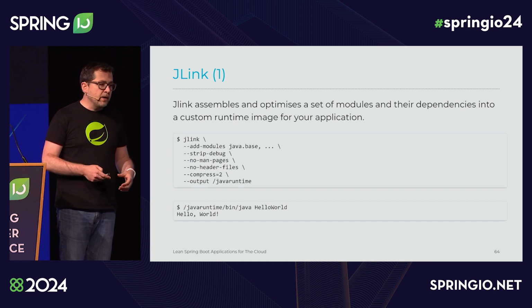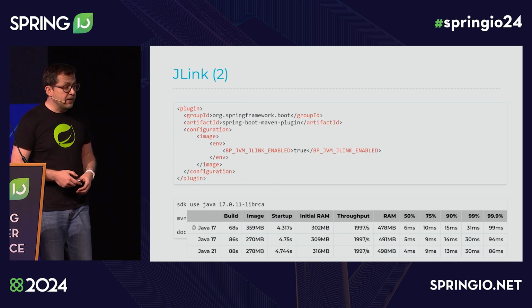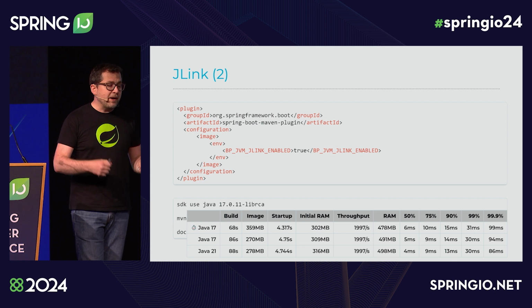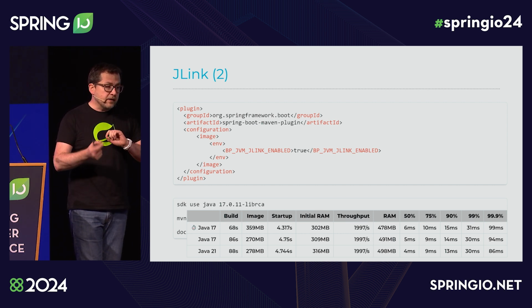You can do it on the command line, obviously, but you can also do it with the build packs, right? And with the build packs, you can go and remove things you don't need. And I included here numbers from Java 17 and Java 21. And when you compare the Java 17 numbers, you can really drastically shrink the container image size. Yes, the numbers are right.